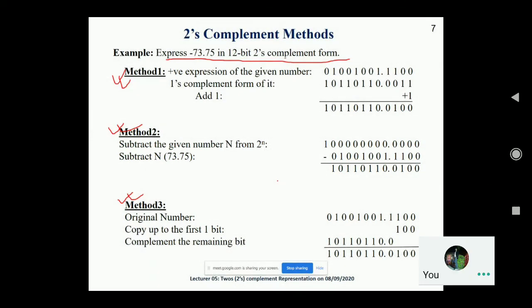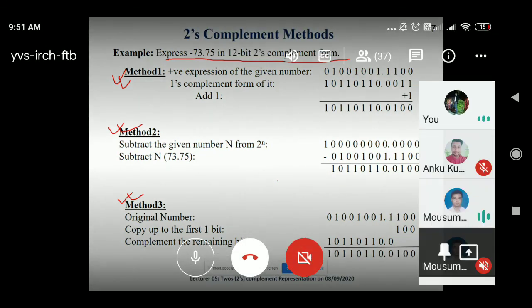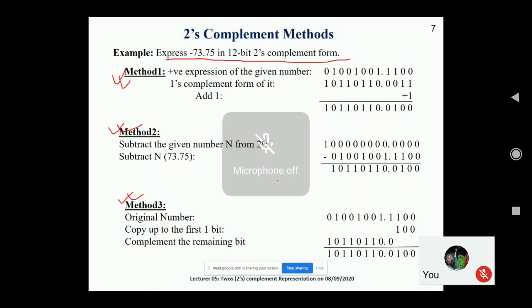Now, when we are applying minus 73.75, and this one is not 8-bit, remember, this is the 12-bit 2's complement form. So 12-bit means what? The total cardinality of the sequence is 12 bits. It is not that before the decimal point it is 12 bits and after the decimal point it is 12 bits. So altogether, before the decimal and after the decimal, that means the fraction, the total number of bits is 12.